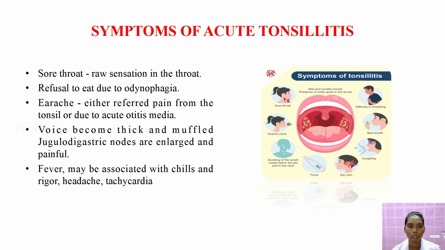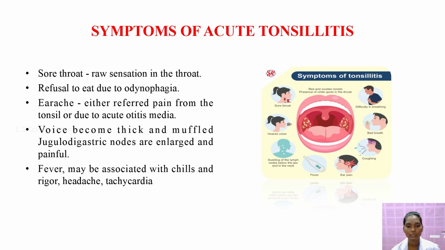Next are the symptoms of acute tonsillitis. Sore throat and refusal to eat due to odynophagia. Odynophagia is otherwise known as difficulty in swallowing, including saliva and water. If a patient has odynophagia, the person is not able to eat properly. Next is earache, either referred pain from the tonsil or due to acute otitis media. One of the important reasons for tonsillitis is ear infection, or any respiratory tract infection or sinusitis problem. These are all important reasons for persons getting tonsillitis.